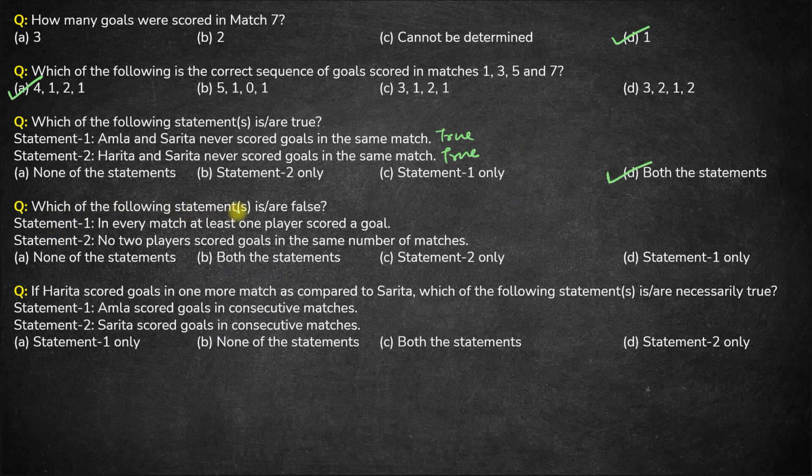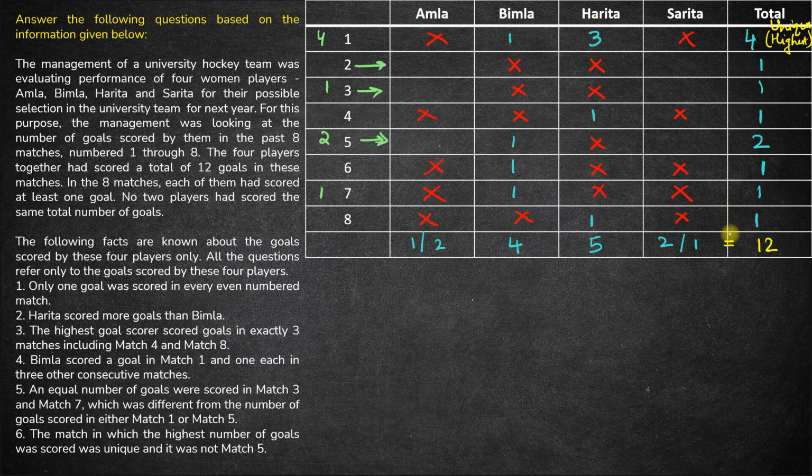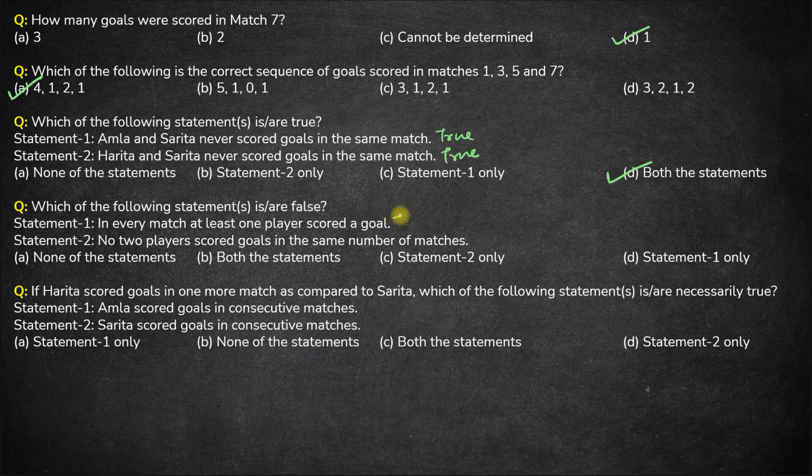Next, which of the following statements is or are false? Let's see. In every match, at least one player scored a goal. Okay. So we see in every match, at least one goal has been scored. That means at least one player scores a goal. So this is actually true.